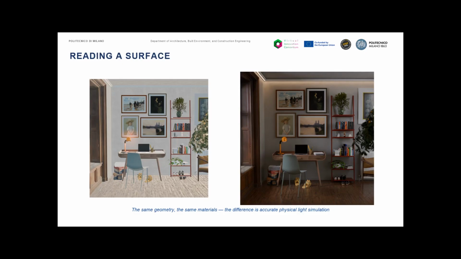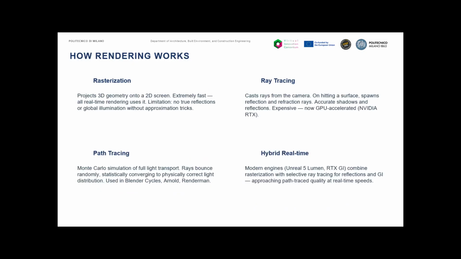So how does rendering actually work? There are different types of rendering. We have rasterization, which projects scene geometry onto the 2D screen and determines for each pixel which surface is closest to the camera. Illumination is computed locally using material approximations, and it's extremely fast.